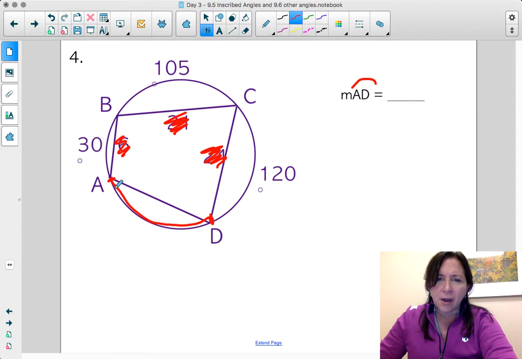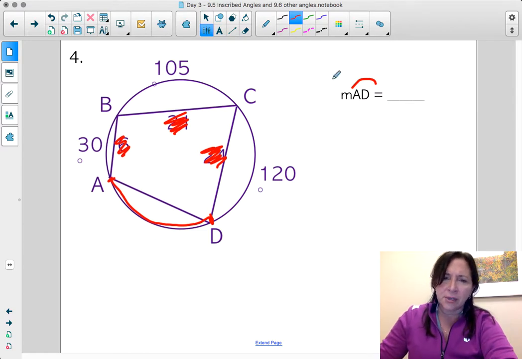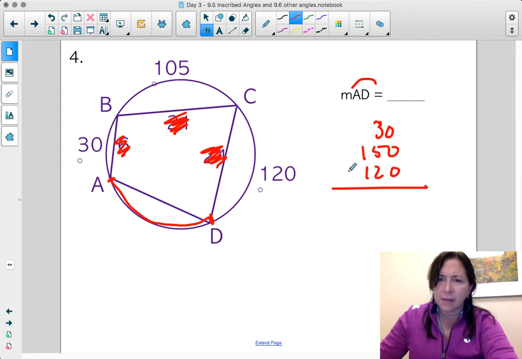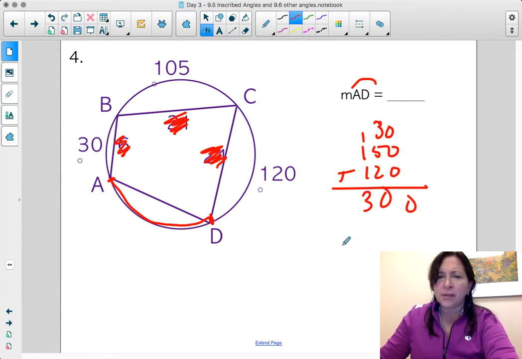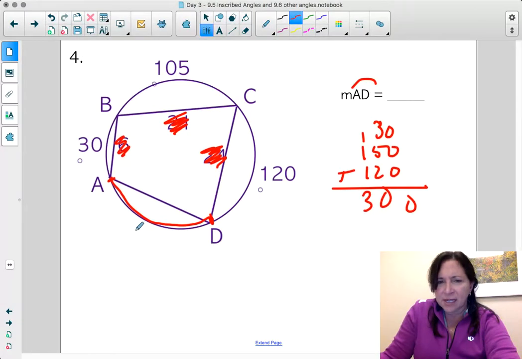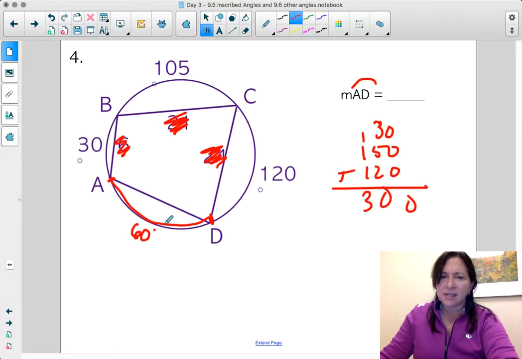So we know that all the way around a circle is 360 degrees. We have 30 degrees, 150, and 120. Adding those all up, 5, 8, 9, 10, we have 300 degrees. We know all the way around the circle is 360, therefore that's 60 degrees.